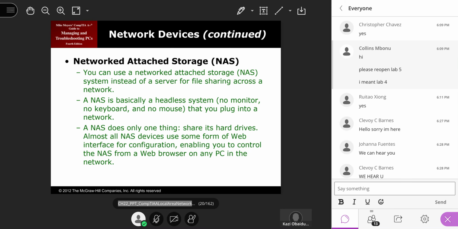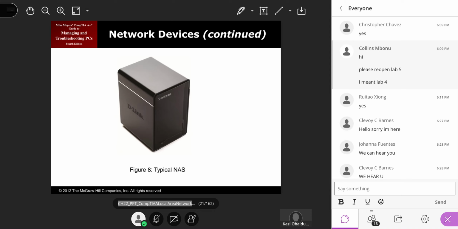Let's see the image of this. This is the NAS. No display, no cursor, nothing. It's like storage only. It looks like something we can keep over there, right? Like this.